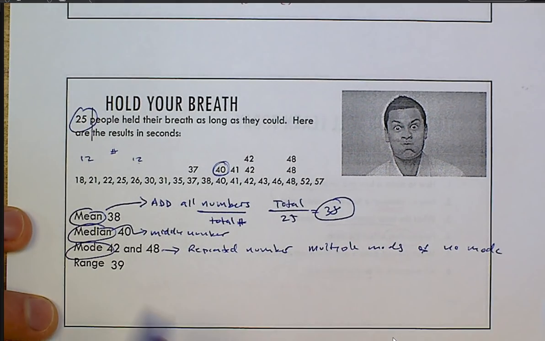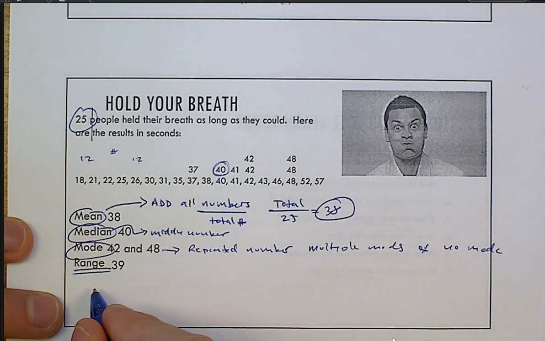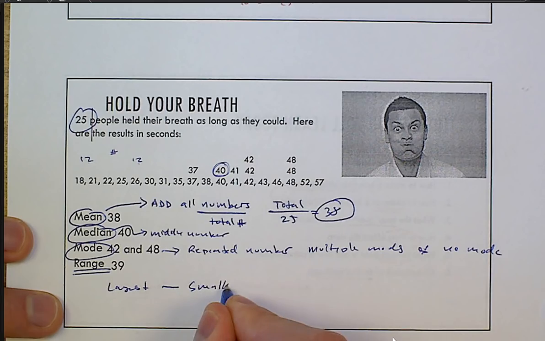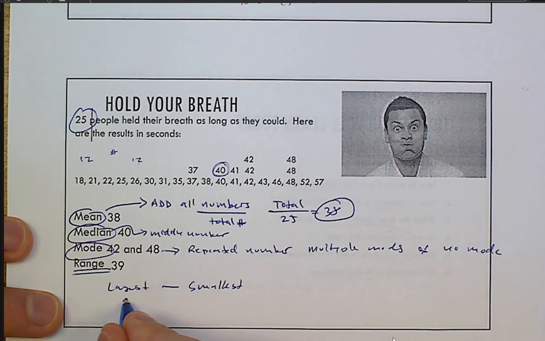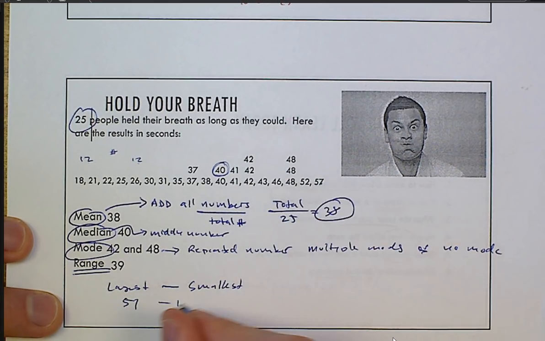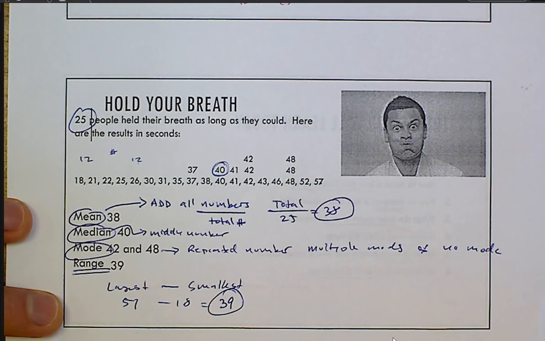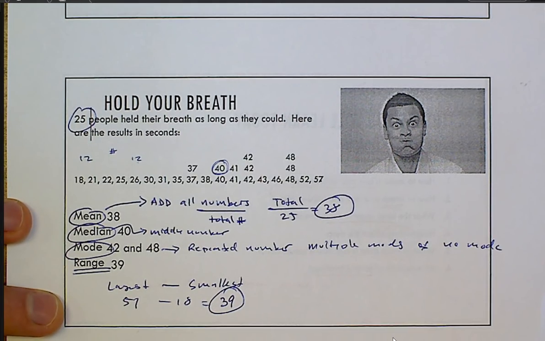Range, what is range? Range is basically, you take the largest number and you subtract from the smallest number. So it's the range of the data. So 57 was our largest, 18 was our smallest, and when you subtract those, you get 39. That's our range, okay? Little quick review on mean, median, mode. Should be good with that. We'll do some more if we need.